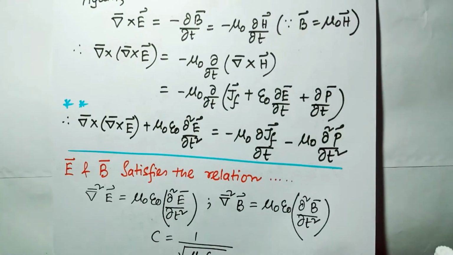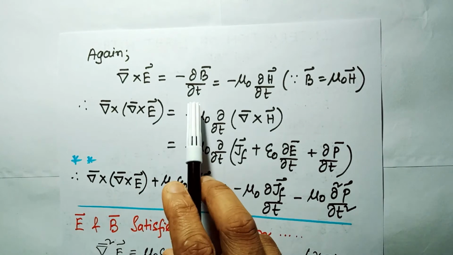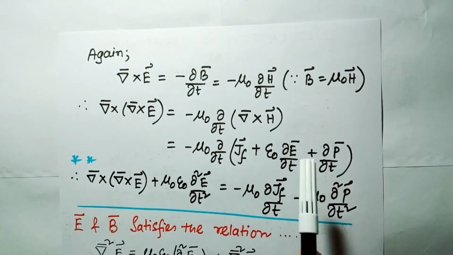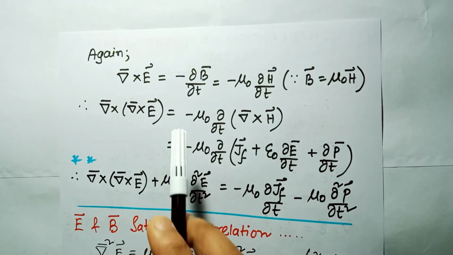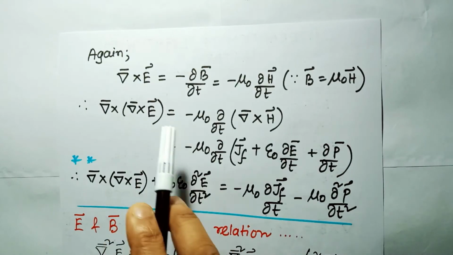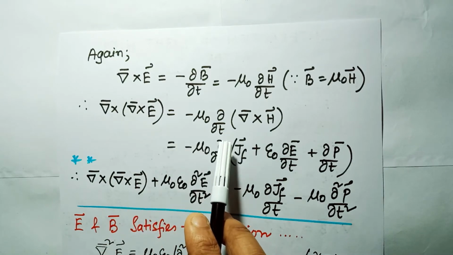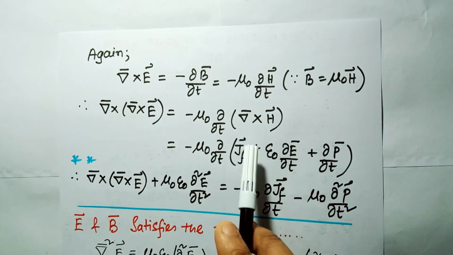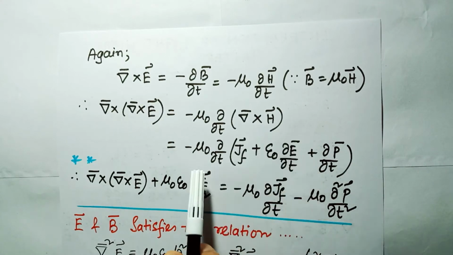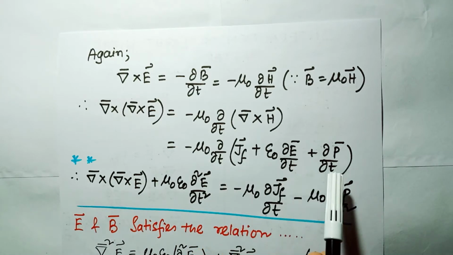Now we have the relation for the curl of E, minus del B by del t. So we can write B is equal to mu naught times H. So curl of E becomes minus mu naught del H by del t. If I take the curl on both sides, curl of curl of E becomes minus mu naught del by del t of curl of H. Now if I put in the expression for curl of H, it becomes minus mu naught del by del t of Jf plus epsilon naught del E by del t plus del P by del t.